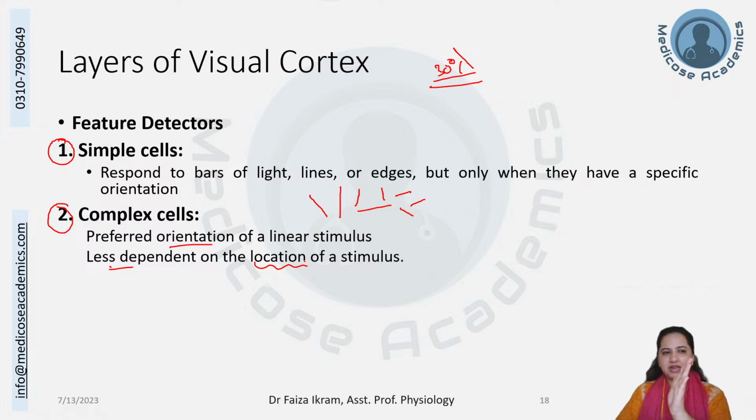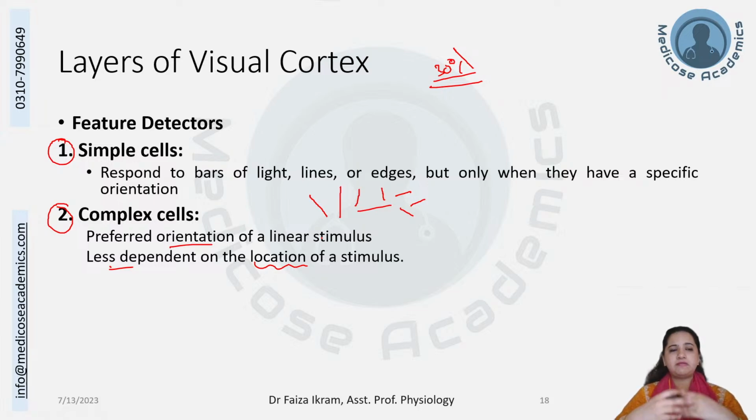So if there is a line at this angle, a pen at 30 degrees, my complex cells will be activated. Even if the pen moves from this to this half of vision, those complex cells will still be activated. In comparison, simple cells are activated if this pen is in my field of vision at 90 degrees, 30 degrees, 60 degrees, 50 degrees, does not matter to them.